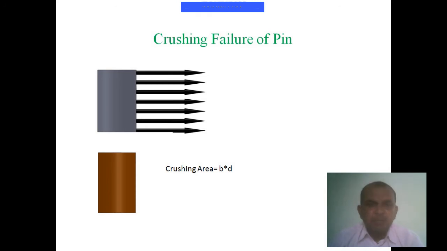Then crushing failure is also present in the pin because the surface of this pin is always in contact with the surface of the eye. So the pin may fail against crushing failure. You can find the total area present in the pin, and this area is nothing but B into d. So the crushing failure in the pin is based on sigma C equal to force divided by B into d. B is the width of the eye, and d is the diameter of the pin.